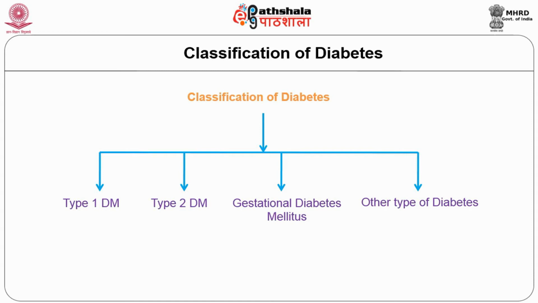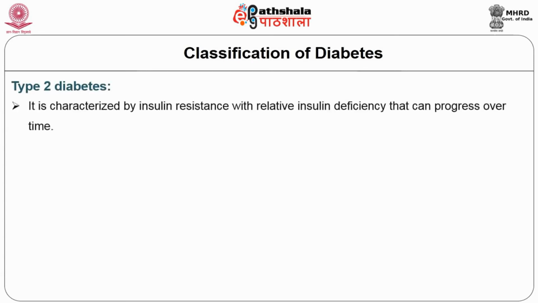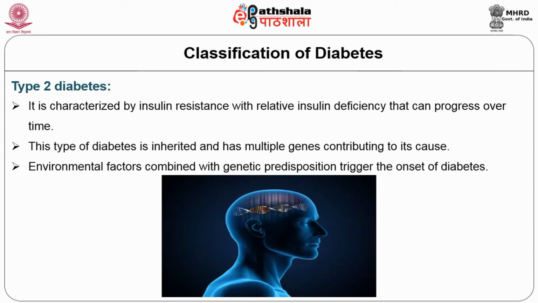So there are generally 2 broad types: type 1 diabetes and type 2 diabetes, which I mentioned in the overview. It is no longer called IDDM and NIDDM, along with gestational diabetes and other types of diabetes. Type 1 diabetes is where beta cell destruction due to autoimmunity leads to absolute insulin deficiency, while type 2 diabetes is characterized by insulin resistance with relative insulin deficiency that can progress over time. This type of diabetes is inherited and has multiple genes contributing to its cause. Environmental factors combined with genetic predisposition trigger the onset of diabetes.